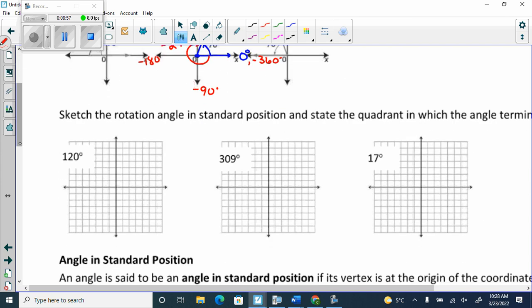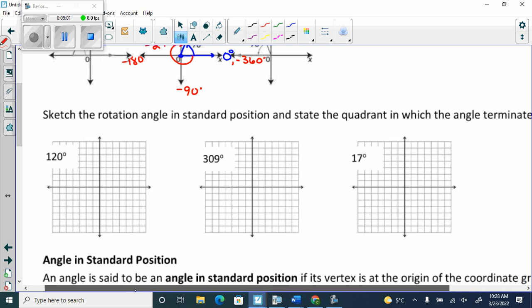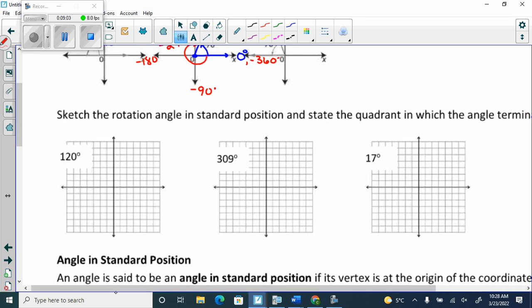We're going to sketch the rotational angles in standard position and state which quadrant the angle terminates in. Before you start, you will always label the axes. Axes. It's an axis. But anyways, you will label them every single time because that will help you. Also, if you don't label them, I don't know what angle you're drawing. Okay? I don't even know if you know what angle you're drawing. So I'm going to go around. I'm not going to be lazy.